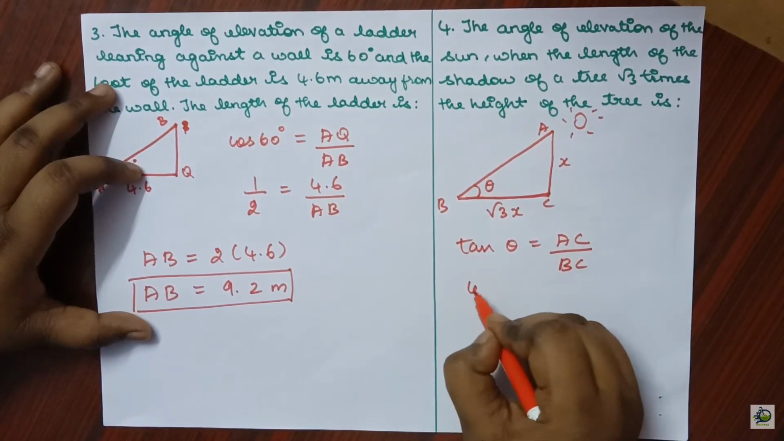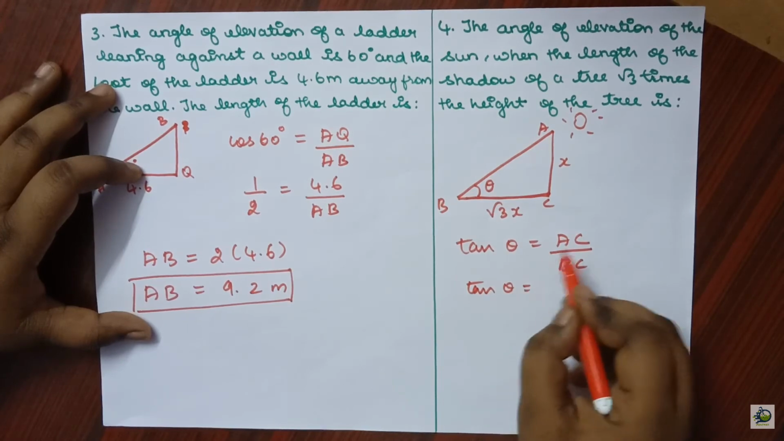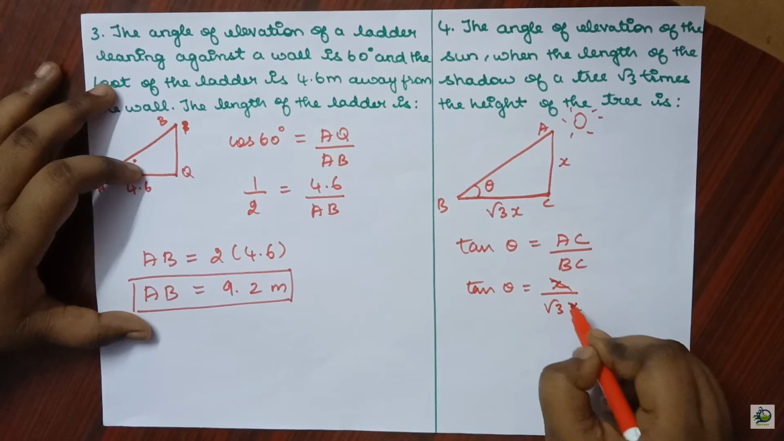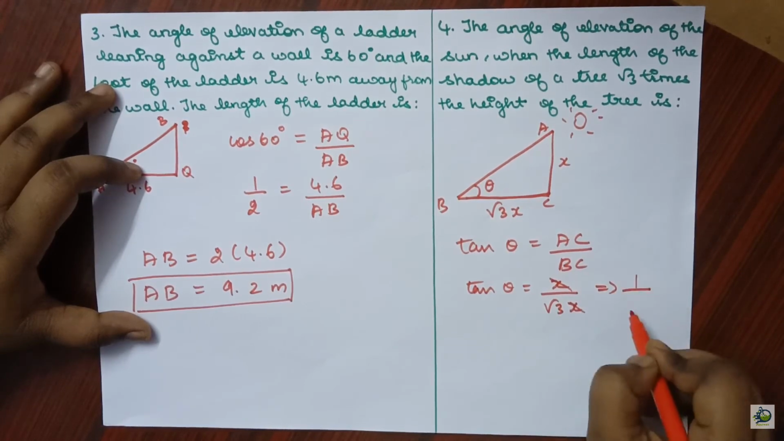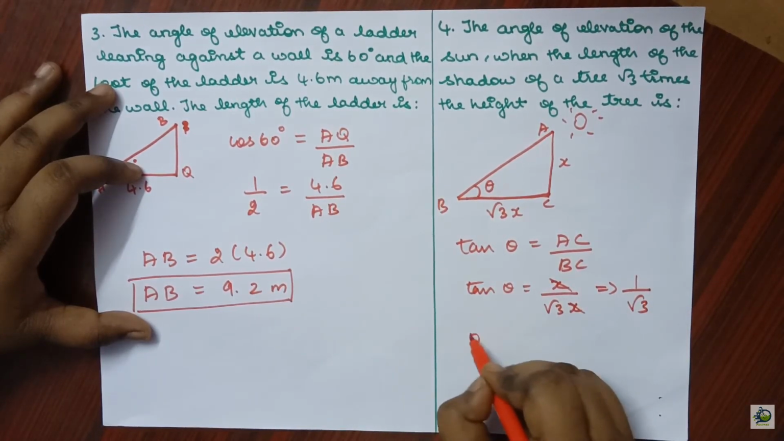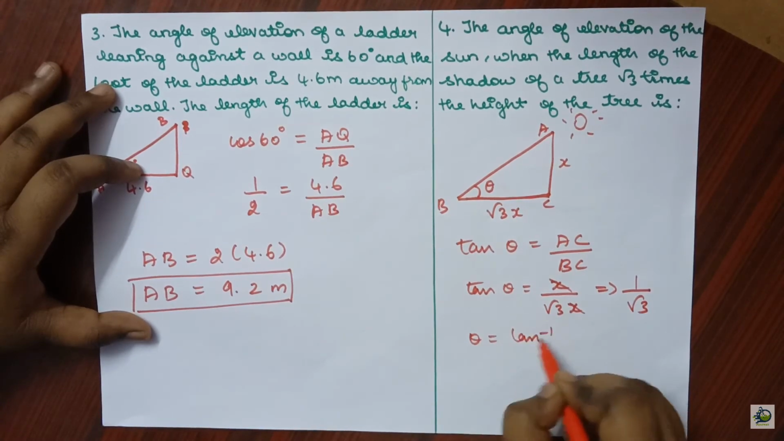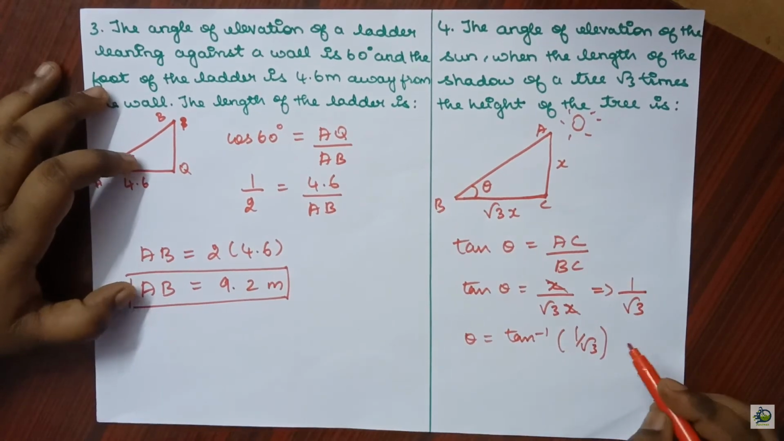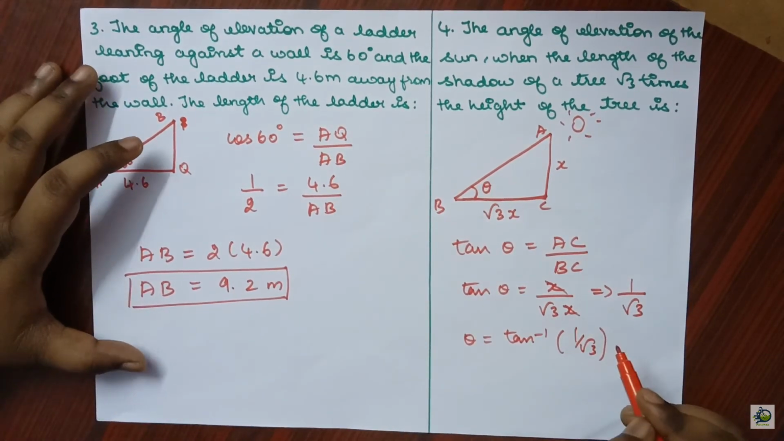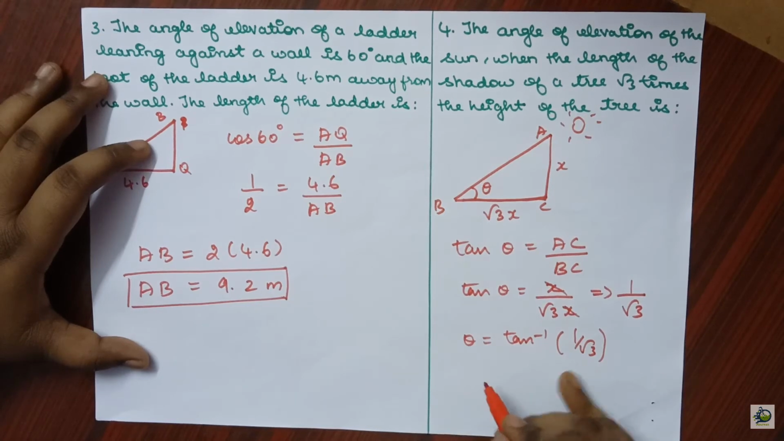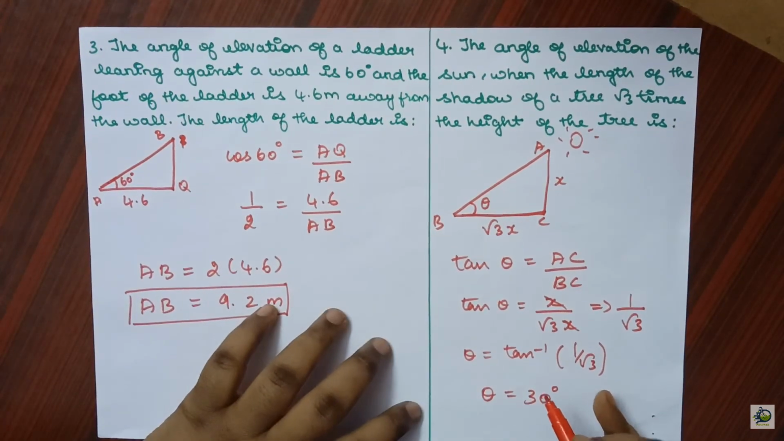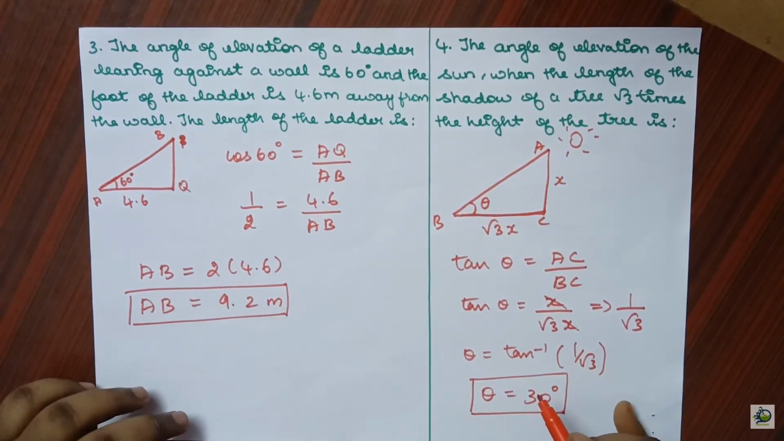So tan theta, I don't know the theta value. AC is x and BC is root 3x. So this x and this x get cancelled. I am left with 1 by root 3. I'm taking tan to that side. It is nothing but tan inverse of 1 by root 3. In the formula table, we have to search where the value of tan becomes 1 by root 3. It is nothing but 30 degrees. So theta is equal to 30 degrees. So the angle of elevation is also 30 degrees. Okay.